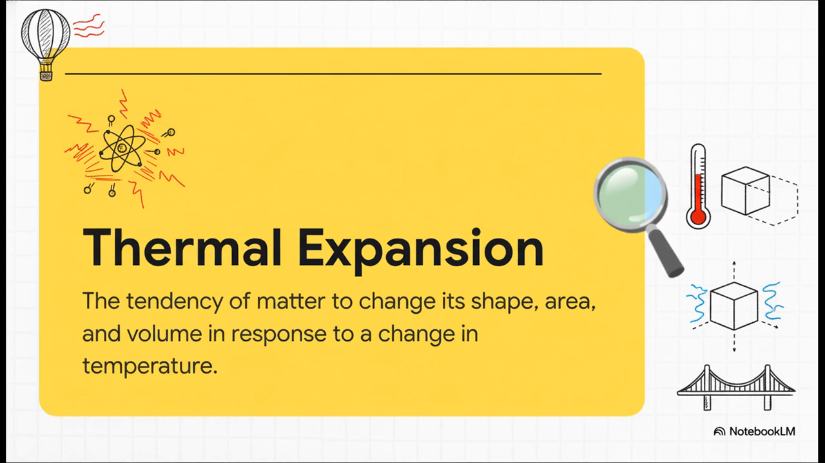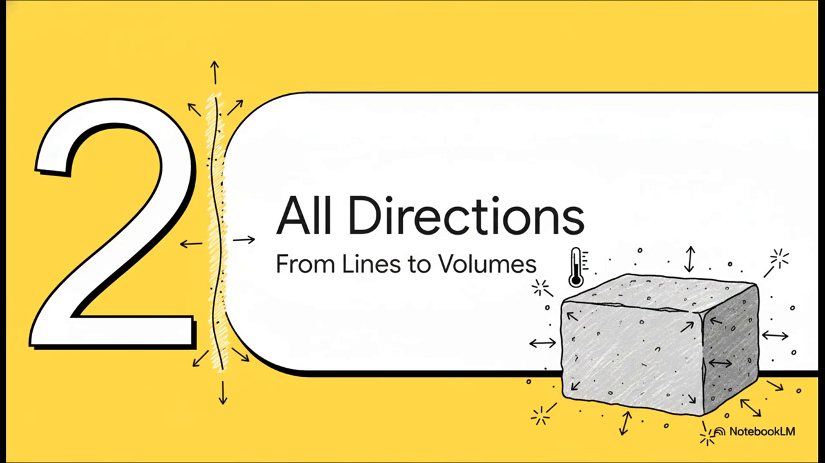It's this universal property of matter. You heat it up, it expands. You cool it down, it contracts. It's really as simple as that. So, let's see how this tiny atomic push builds up to affect objects in every single dimension, from something as small as a thin wire to a massive block of concrete.